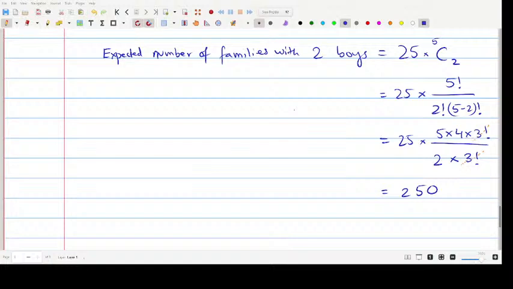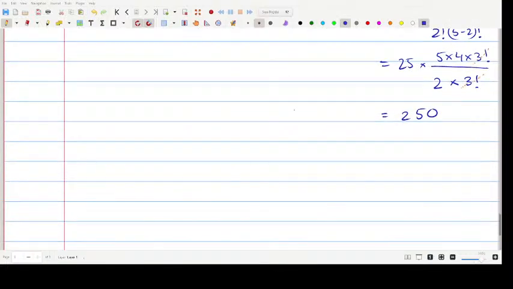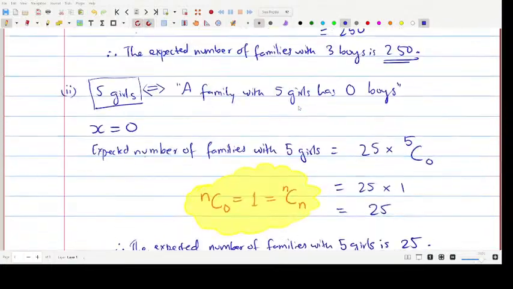And as we had planned, we would also find out the expected number of families with 3 boys. And it turns out that both of these are equal. We'll find that out, don't worry. So expected number of families with 3 boys, right? So this is 25 multiplied by 5C3. Why is it 5C3?